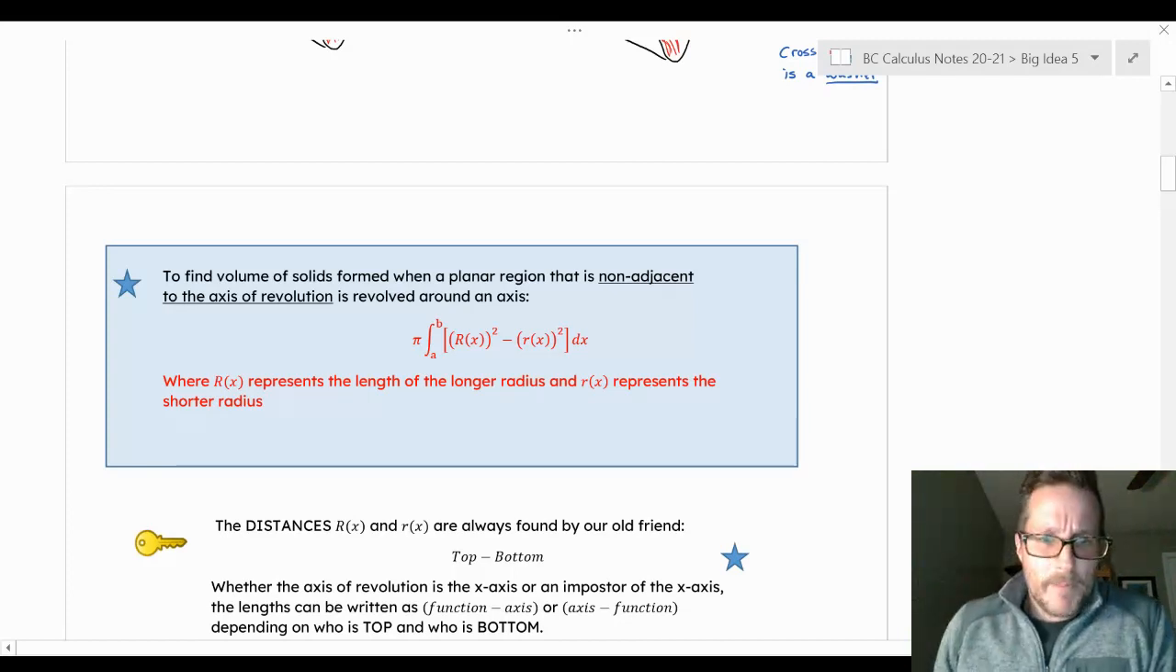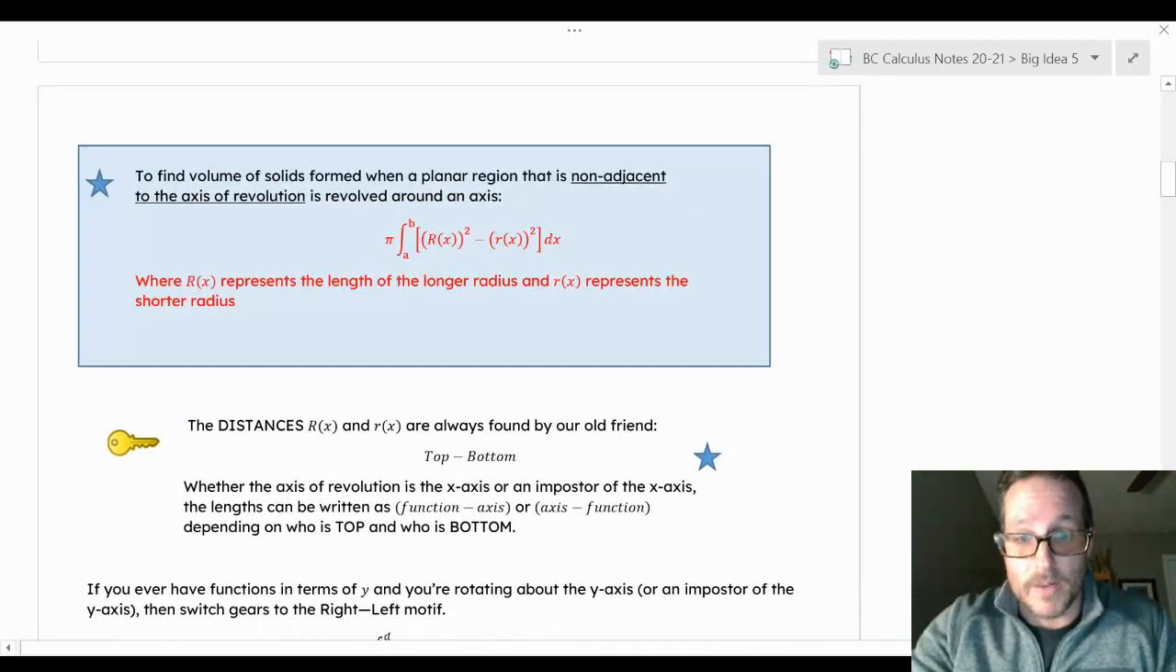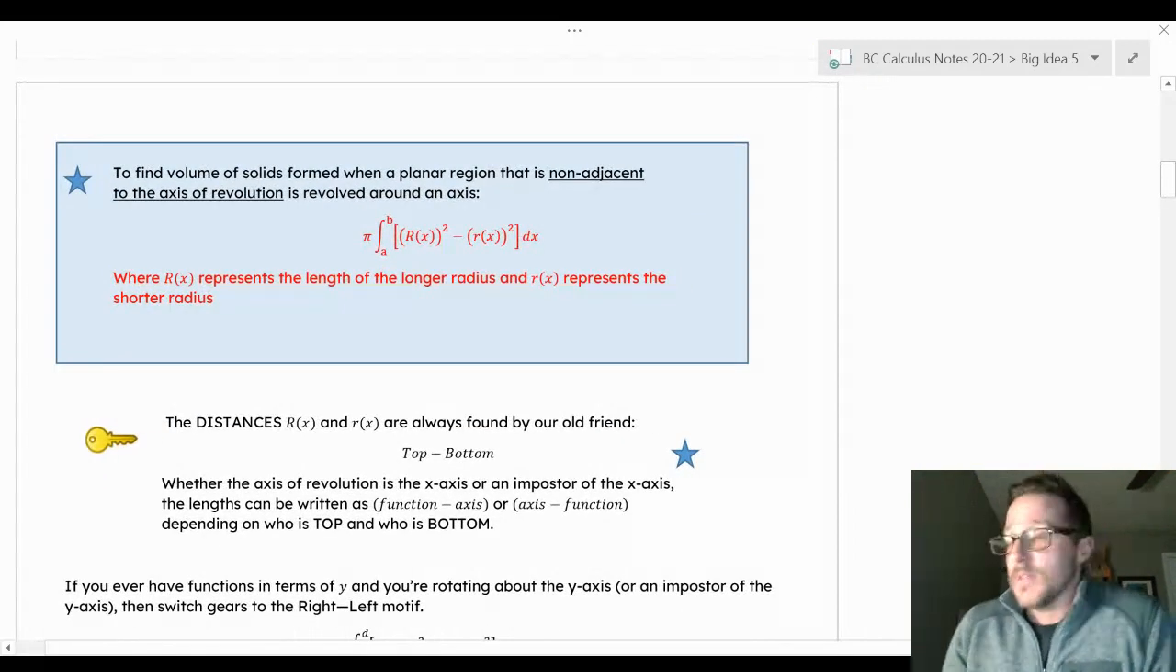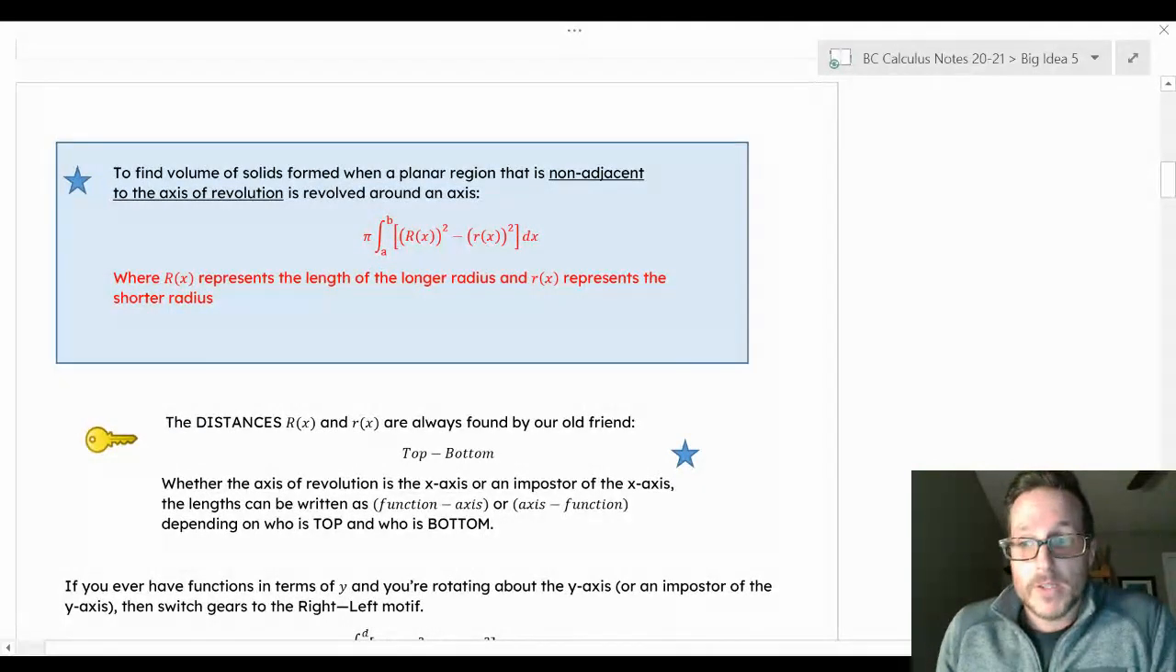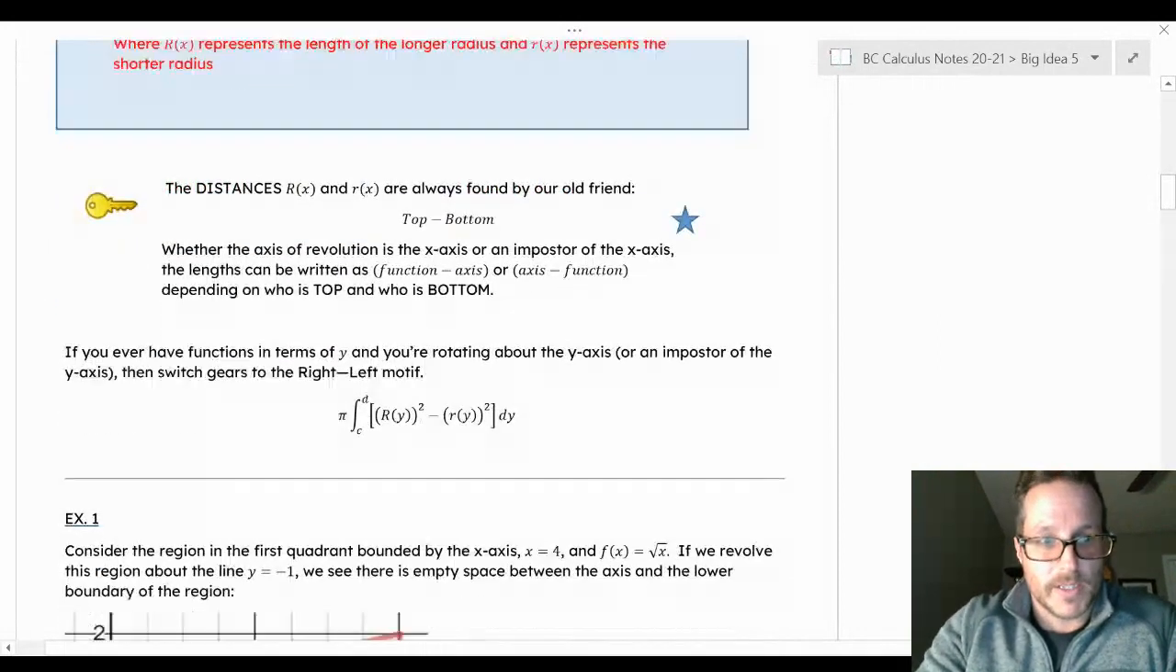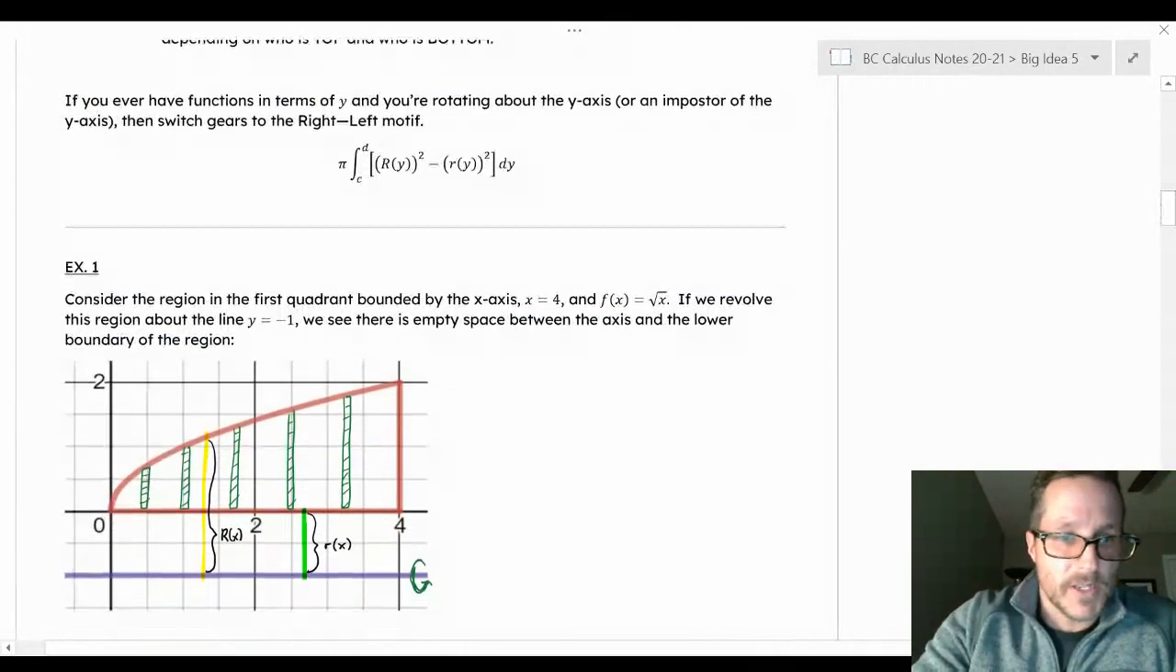Anyway, the distances, big R and little r, are going to be that old top minus bottom routine. So again, function minus axis or axis minus the function, depending who is top and bottom. And then, of course, if we're in terms of y, we'll be right minus left to get a horizontal distance. All right, so here's the first example.